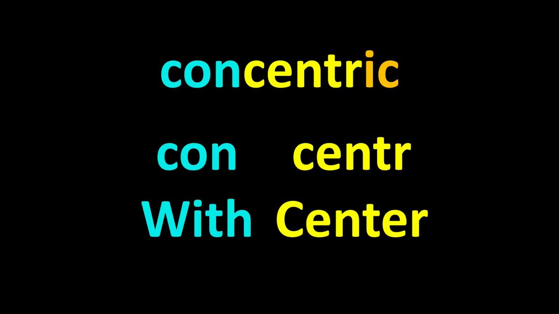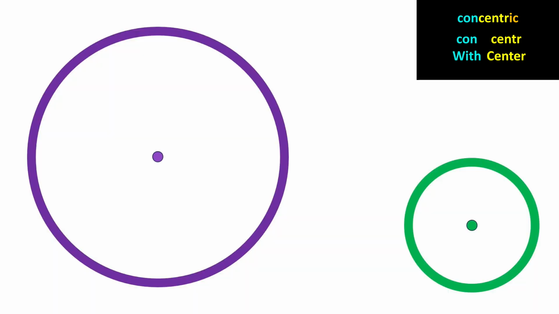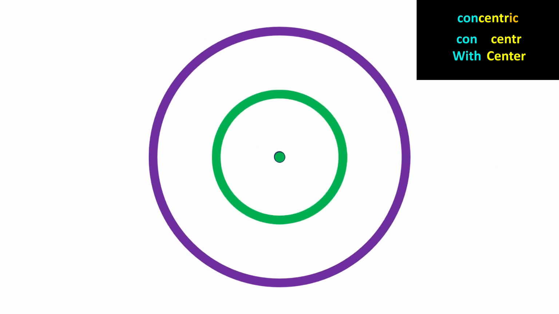The word concentric is made of 2 word parts. The first is con, which means with. We often use the word concentric to make the phrase concentric circles. Here are 2 circles with their centers indicated by small dots. If we overlap these circles, such that their centers are in the same place, then we call these concentric circles. They are a set of circles with the same center.